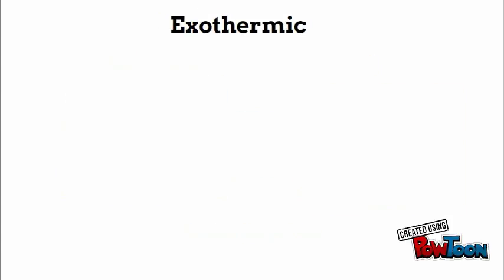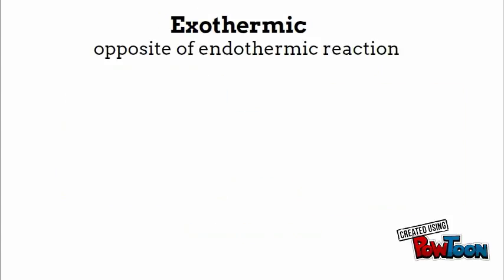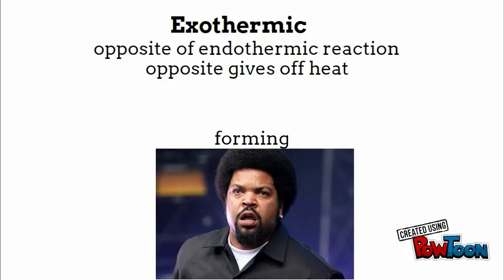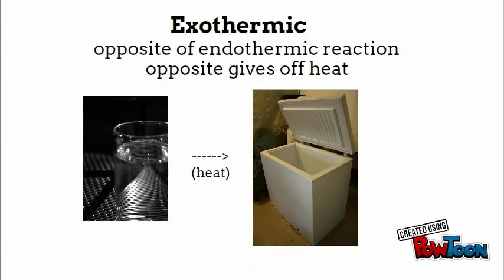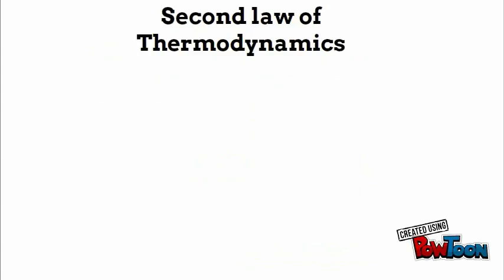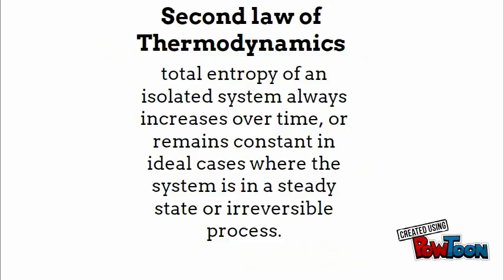An exothermic reaction, however, is basically the opposite of an endothermic reaction. The object gives off heat. For example, when you're forming ice cubes, the heat from the water is taken away in a freezer, basically, and is transformed into ice.